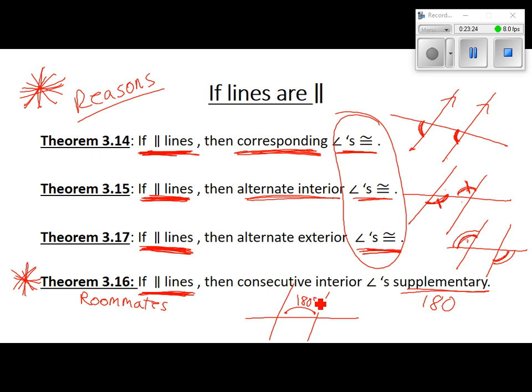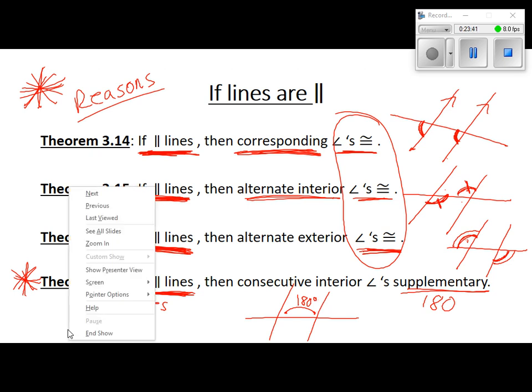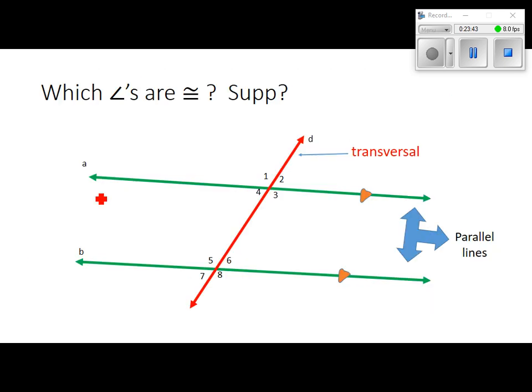So corresponding angles are congruent if the lines are parallel. If the lines are parallel, alternate interior angles are congruent. If the lines are parallel, alternate exterior angles are congruent. If the lines are parallel, consecutive interior angles got to add up to 180. Four main rules.